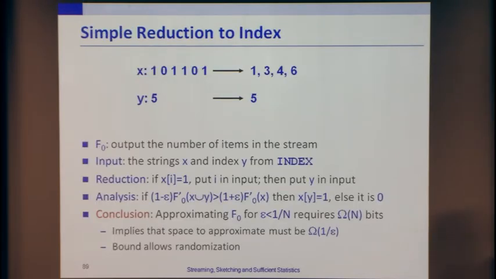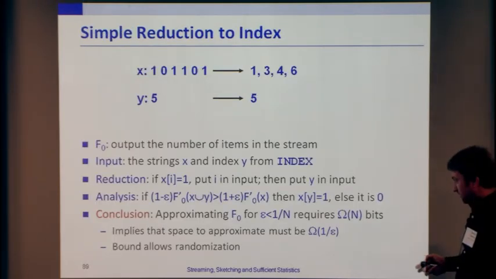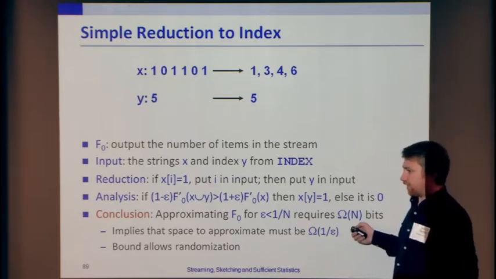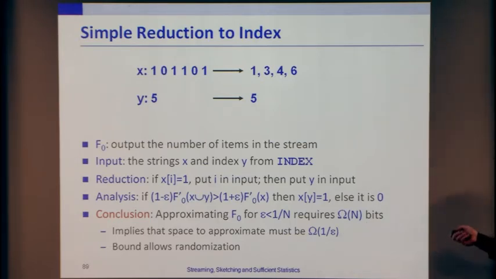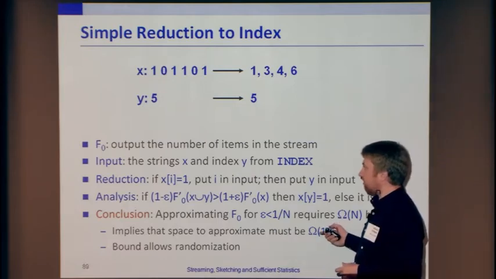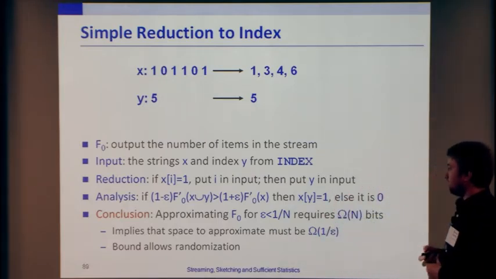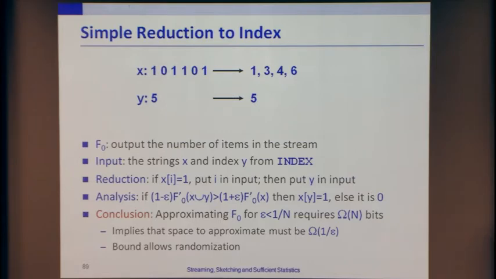In fact, I think I have to skip the details, but there's a slightly stronger reduction from the gap-Hamming problem that shows, in fact, this lower bound is 1 over epsilon squared. So the algorithms that we have that take space 1 over epsilon squared for estimating the number of distinct elements are, in fact, asymptotically tight in terms of their dependence on epsilon. Okay.